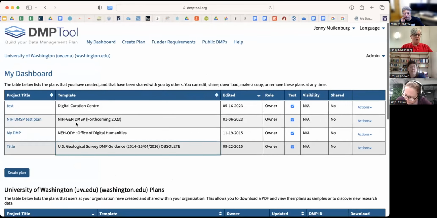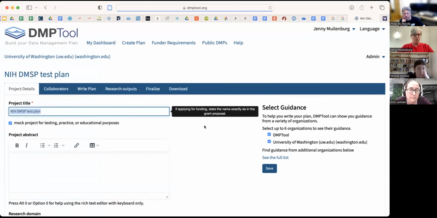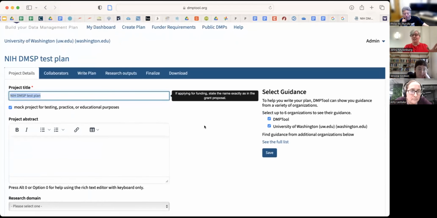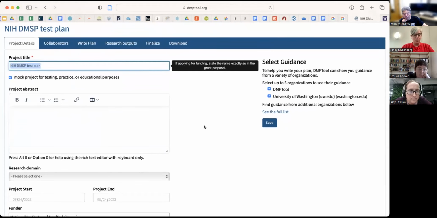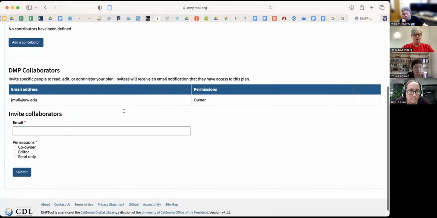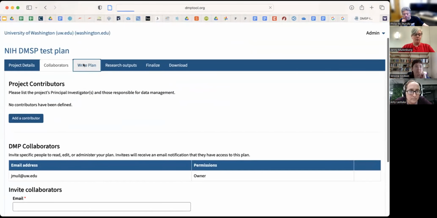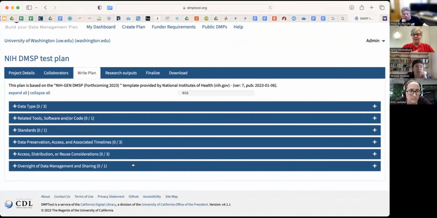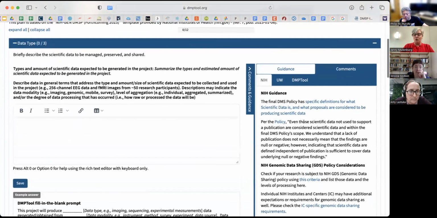So you can see here I have something called the NIH DMSP test plan. You log into this with your UW ID, but this is what it looks like. It's each one of those sections Phil was just talking about, and what goes in each section is itemized here. You can add collaborators, whether they're from UW or elsewhere. When you get to the writing plan point, these are the six sections that Phil had mentioned, and there's guidance on the right about what needs to be included in each portion of the DMSP.